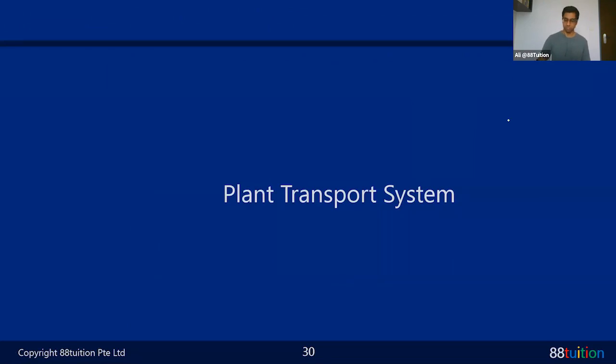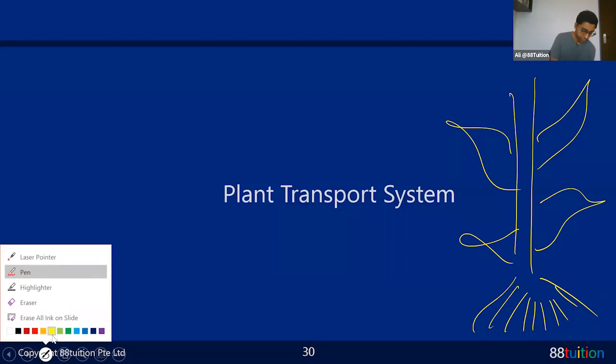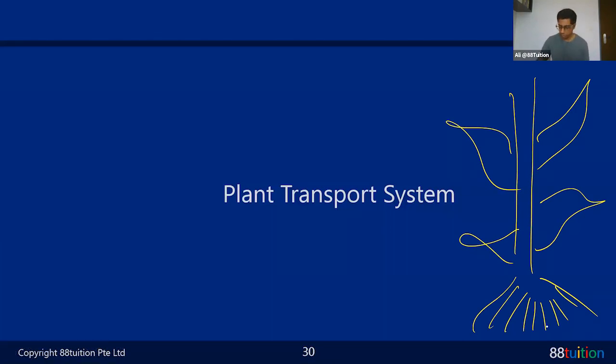Second part, plant transport system. Ta-da. See, very fast. You can draw a plant very fast. Okay, I got stem, I got leaves, I got roots. How does the water go up? And what else? How does the food that is made here come down? This is the whole essence of this part.